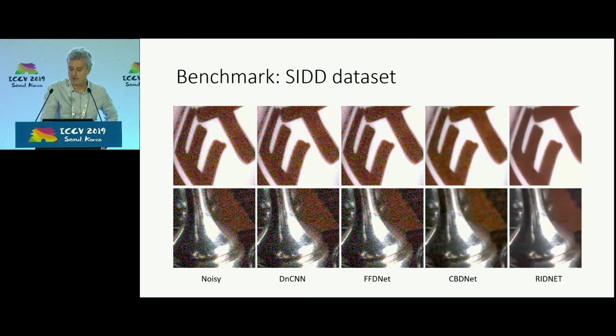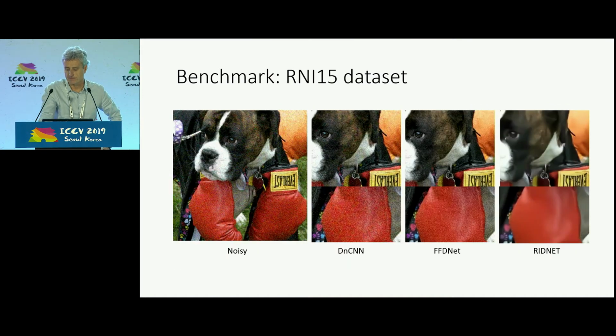RNI is a real image dataset without ground truth. Here we show better noise reduction with smooth results versus DnCNN and FFDNet, which are both recent state-of-the-art approaches.